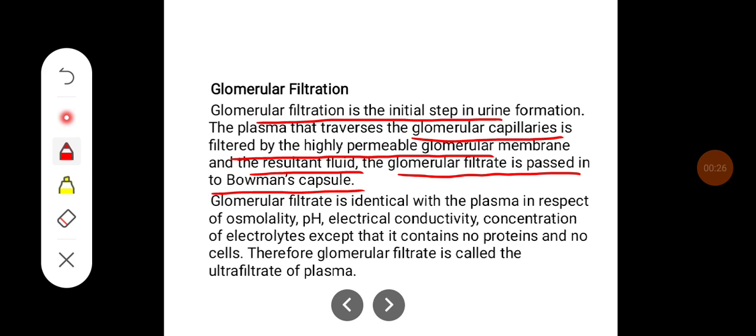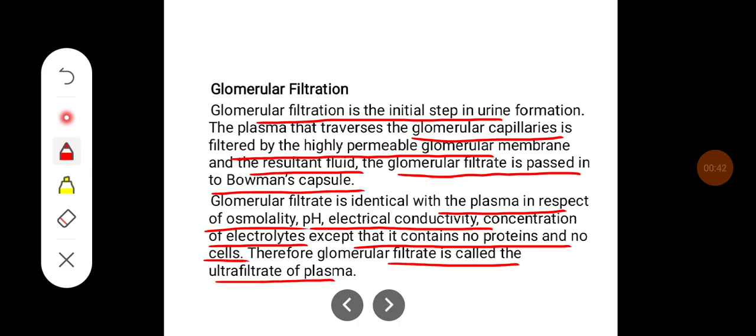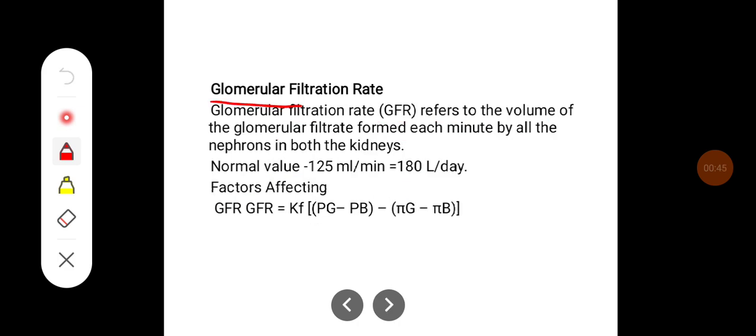Glomerular filtrate is identical with the plasma in respect of osmolality, pH, electrical conductivity, and concentration of electrolytes, except that it contains no proteins and no cells. Therefore, glomerular filtrate is called the ultrafiltrate of plasma. Hence, glomerular filtration rate refers to the volume of glomerular filtrate formed each minute by all the nephrons in both the kidneys. The normal value of GFR is around 125 ml per minute or 180 liters per day.